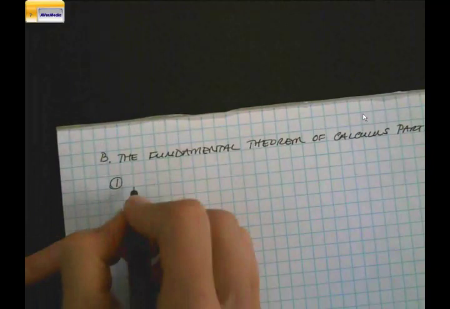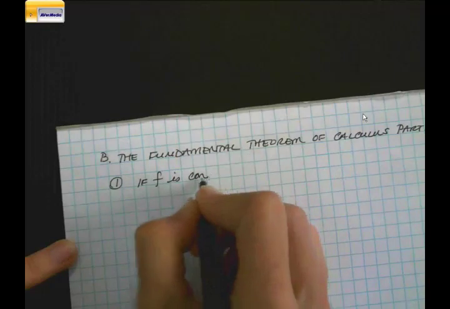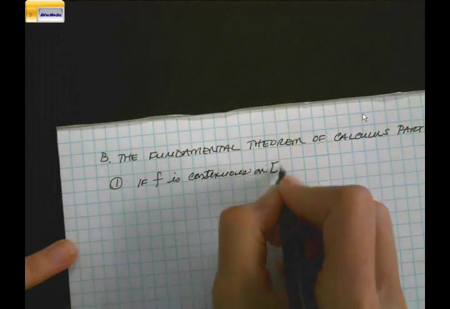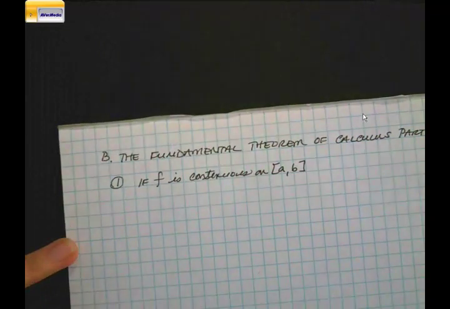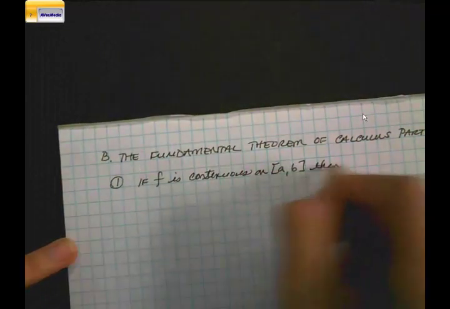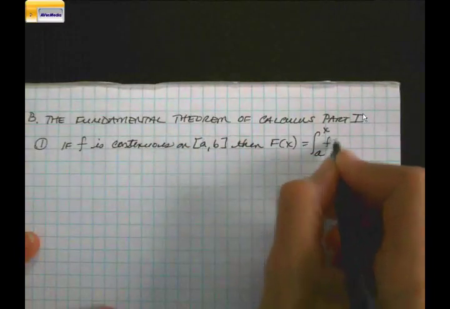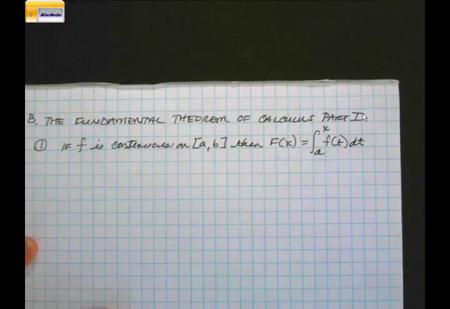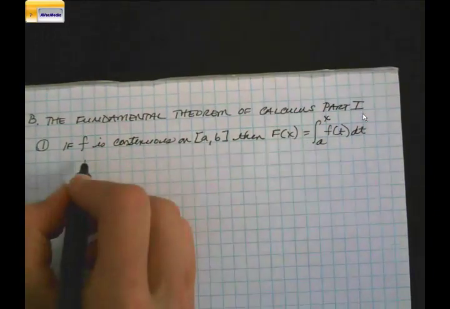And what it says is, if f is continuous, okay, if your function is continuous on your interval from a to b, no breaks, no vertical asymptotes, then F of x, and when you see the capital F, that's your antiderivative, is equal to integrating your original function. Your antiderivative can be integrating the original function f. And the capital F of x will also be continuous.